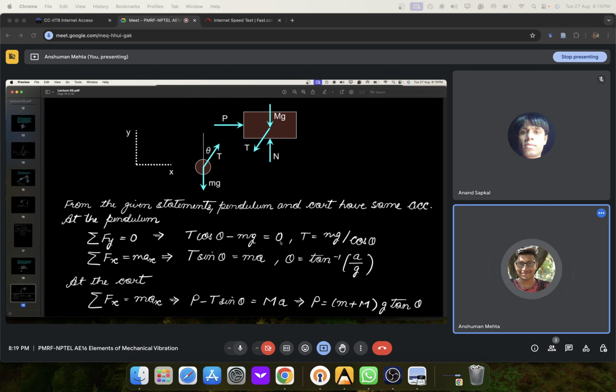So now starting question number, what was the previous one? 6, 7. Here it's asked to determine the acceleration of bodies A and B and the tension in the cable due to the application of 300 Newton force. Neglect all friction and the masses of the pulley.